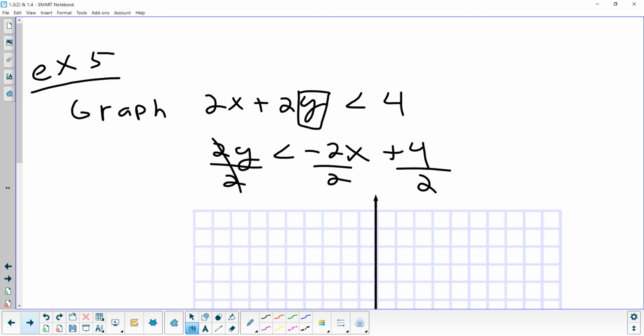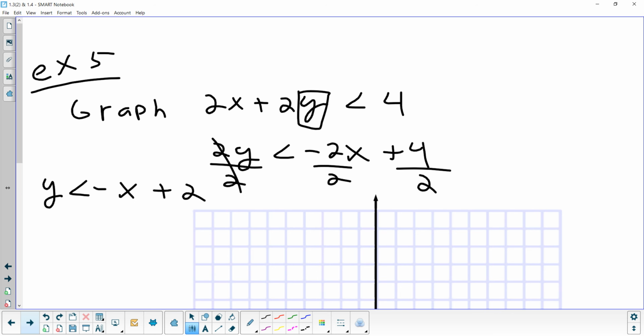I shouldn't assume that people remember this, but does anybody remember the rule? If you divide both sides of an inequality by a negative, what happens? We're not doing it here. But what's the rule if you divide by a negative? Yeah? The sign flips. The sign flips. Okay, again, we divided by a 2, so you don't have to worry about it. Y is less than negative x plus 2.